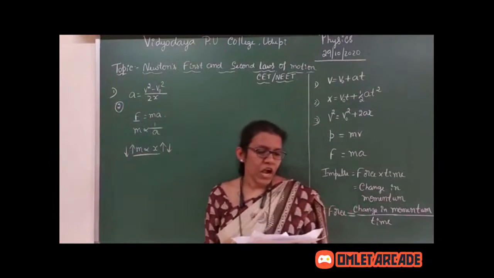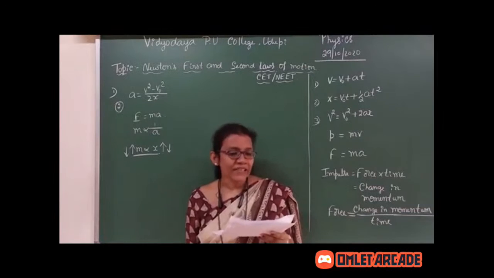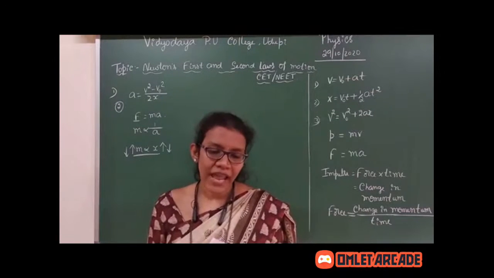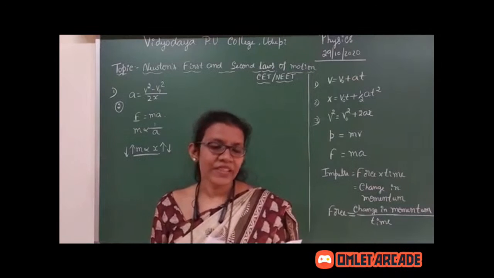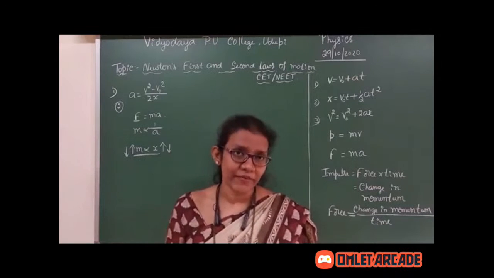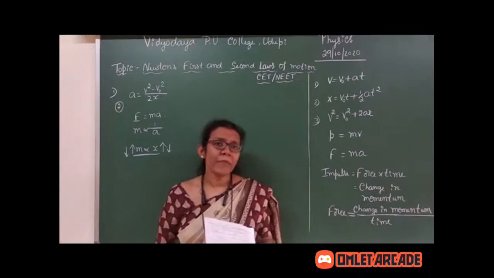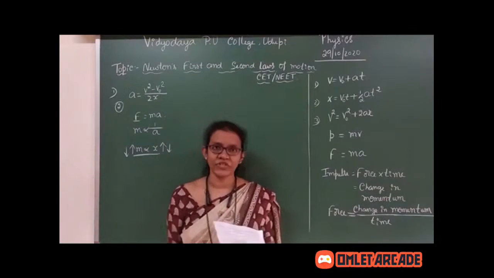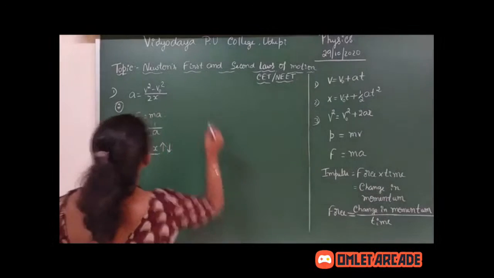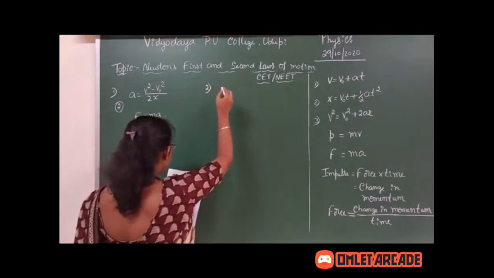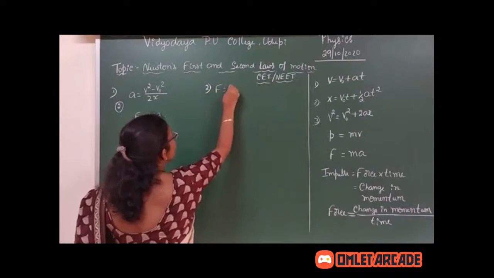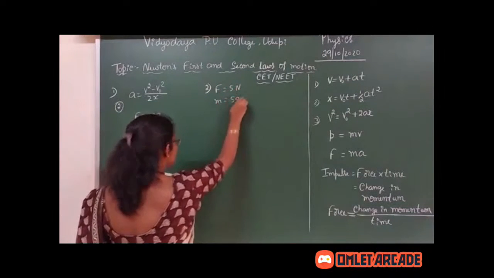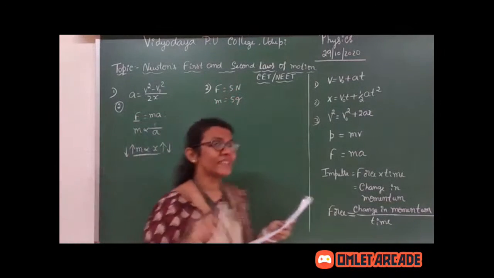Question number 2. A force of 5 Newton is acted on a body of mass 5 gram which is at rest for an interval of 3 seconds. The impulse is? So what is given? Actually for CET, no need to write the given, but while practicing, it's better to first write the given and think about the relevant formula. So here, what is given? Force is given, F is 5 Newton, mass is given, it is 5 gram, which is at rest.